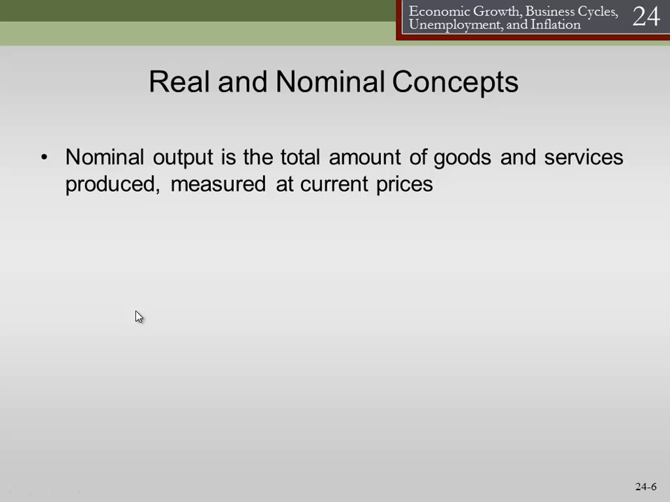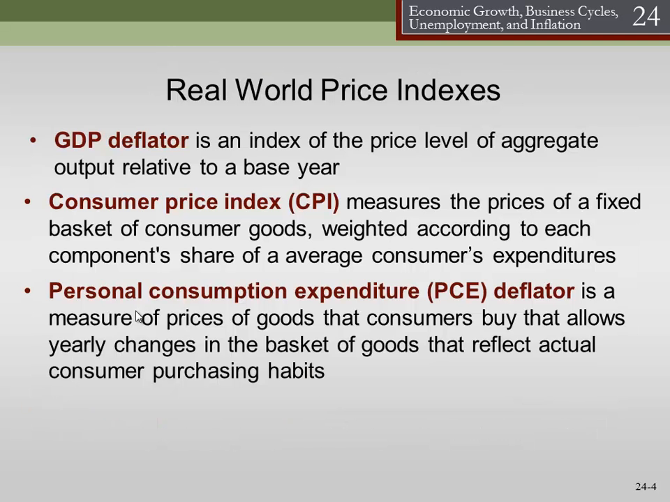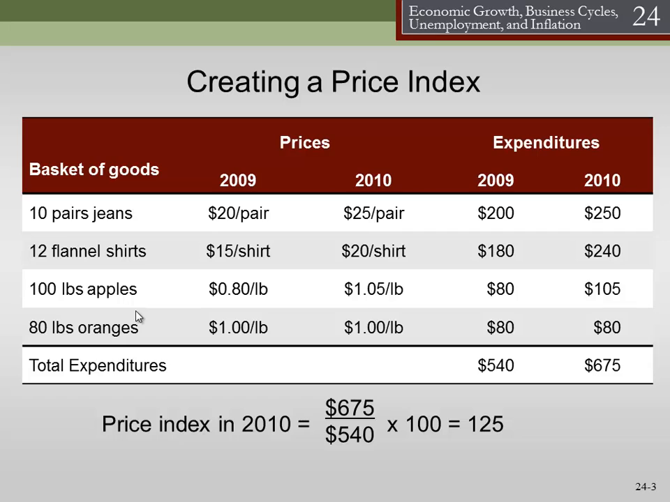So we've got a concept of price level. Let's do something with it. So we've got this real versus nominal stuff. Nominal output is the total amount of goods and services produced measured at current prices, or we could say in current dollars. So if I go back right here, what is the total nominal value of this basket of goods that we were talking about before? Well, in 2009, it's $540.